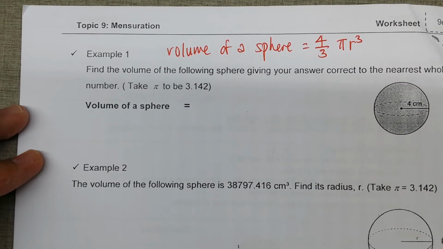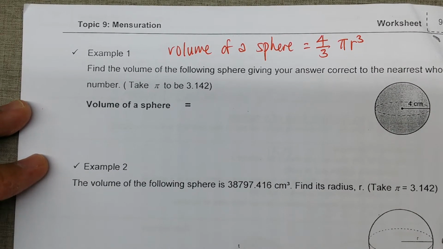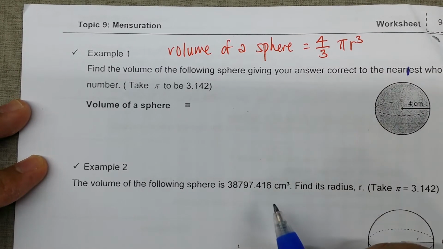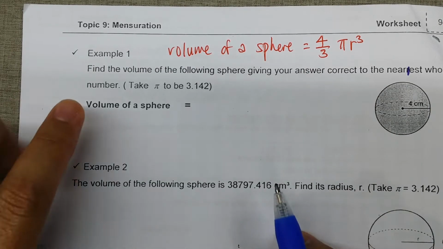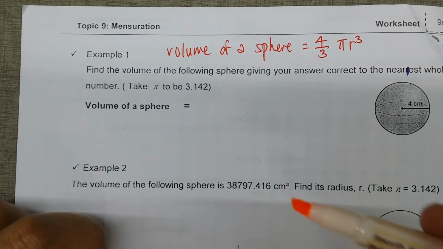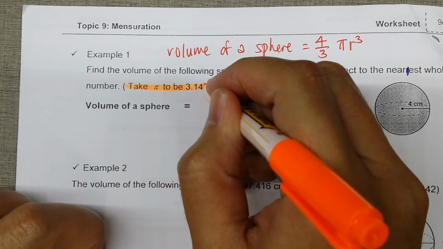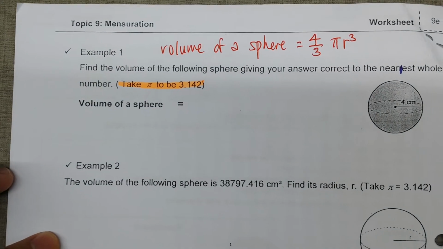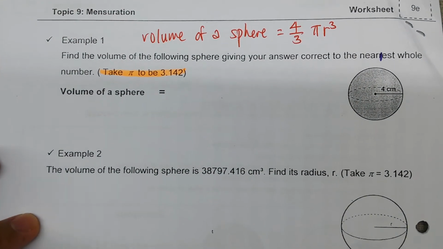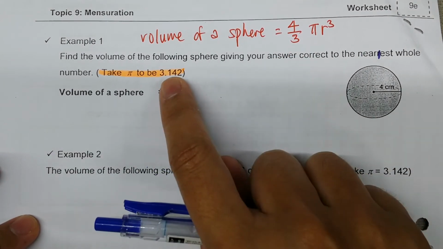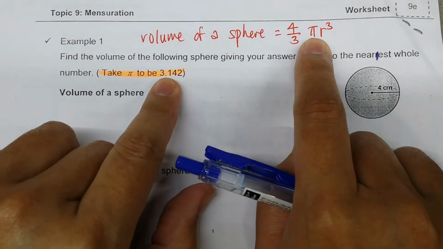Find the volume of the following sphere, giving your answer correct to the nearest whole number. Take note, the question did mention what pi to use. If the question didn't mention this, then you have to use calculator pi. But since the question mentioned this, you have to use this pi, 3.142. So you replace this pi with 3.142.